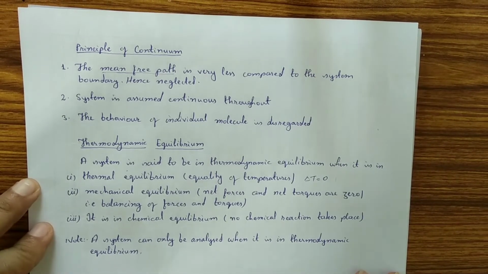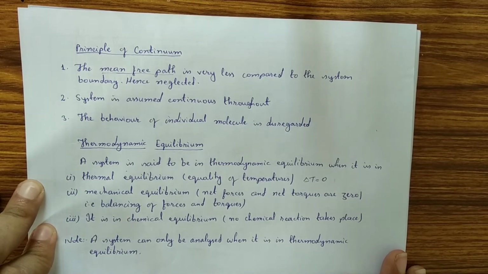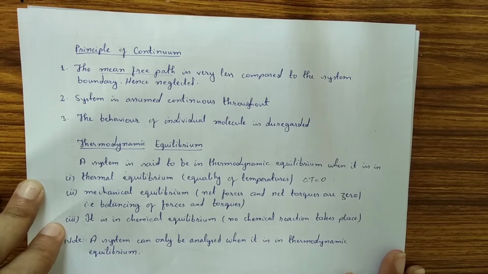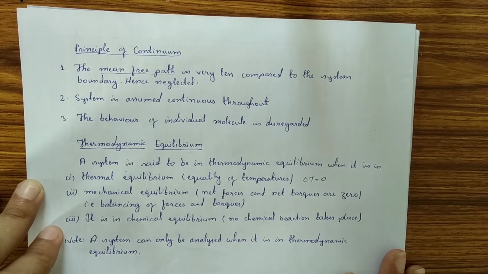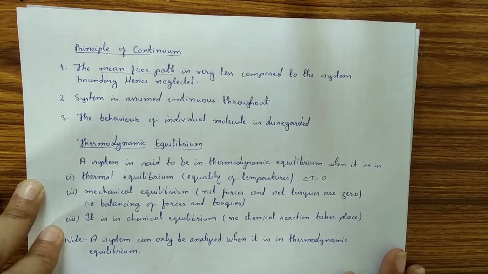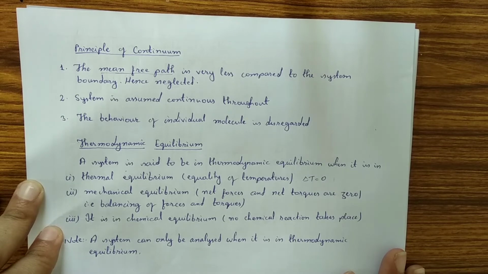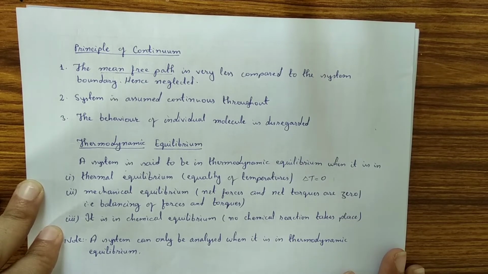Now, the principle of continuum. It states that the mean free path is very small compared to the system boundary, hence neglected. So what is mean free path? It is the average distance a molecule or particle travels before collision. The system is assumed to be continuous throughout, and the behavior of individual molecules is disregarded. It is not considered. So individual behavior is not considered here; the average behavior is considered.